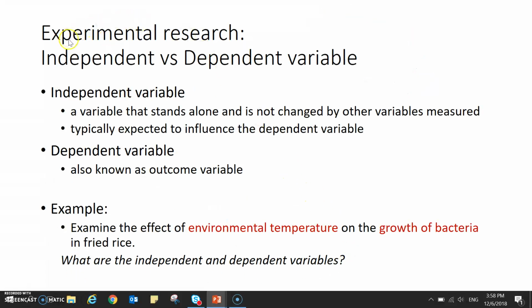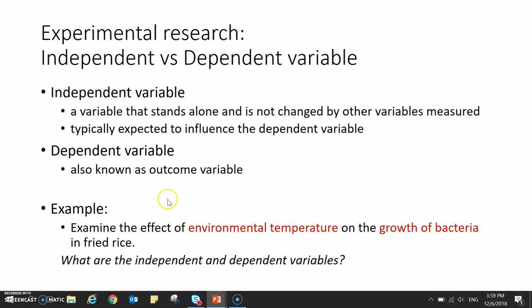Now, for the very first type of research, experimental research, this will be the most common type that most of you will be involved in. For experimental research, there is typically an independent variable and a dependent variable. Independent variable is one that stands alone and is not changed by other variables that is measured. Typically, they're expected to influence the dependent variable. Dependent variable is also known as the outcome variable. This is the one where you typically measure in the experiment.